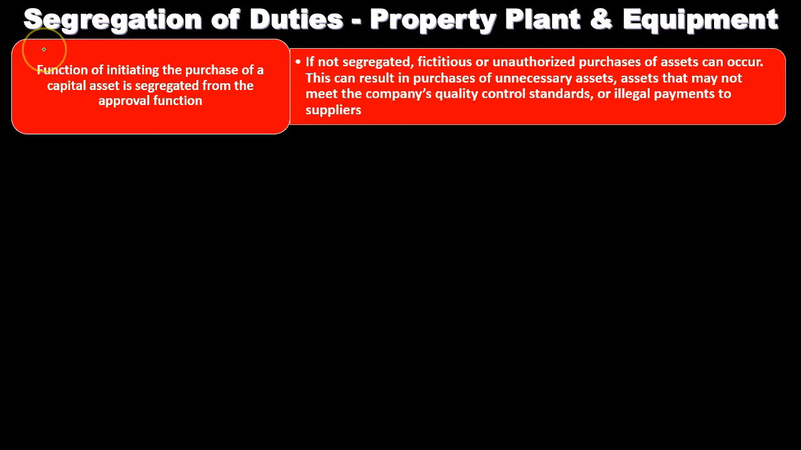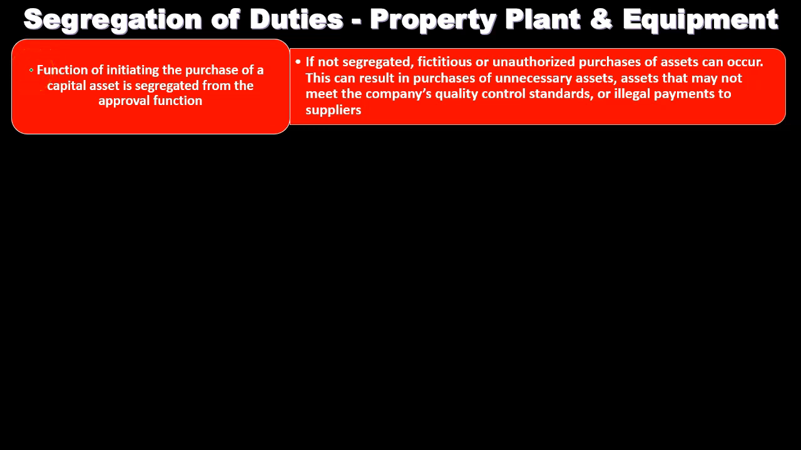Now we're going to consider the segregation of duties related to property, plant, and equipment. So separation of duties, segregation of duties, key internal control. Whenever we think of internal controls, one of the first things we want to think of is the separation, segregation of duties. Obviously, larger companies are going to be able to have more segregation of duties than smaller companies, given the fact that they should have more staff to do so.